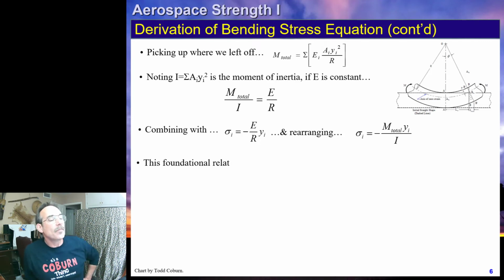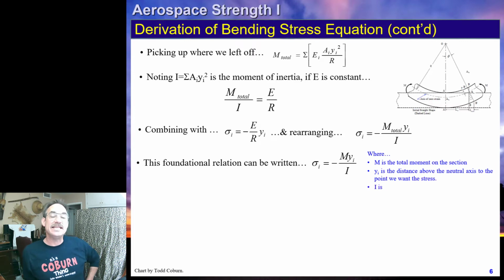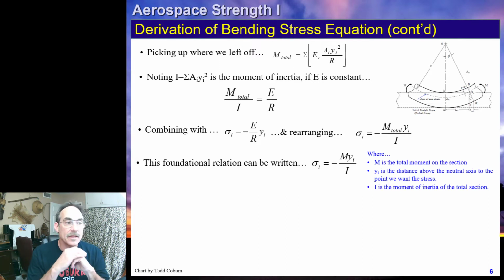This is foundational, and we can write it like this again, just to be clear. M is the moment on the total section. Y is the distance above the neutral surface, and I is the moment of inertia of the total section. The moment is bending about a certain axis, in this case a horizontal axis, and the moment of inertia needs to be calculated about the same axis.